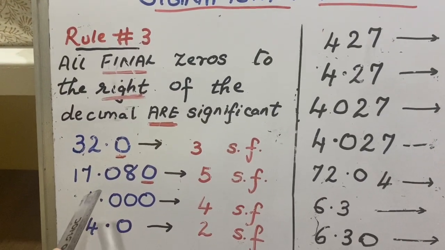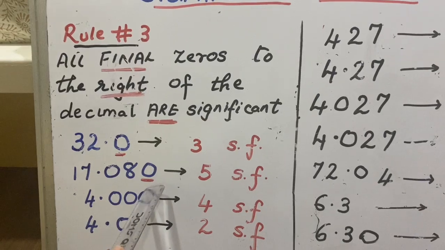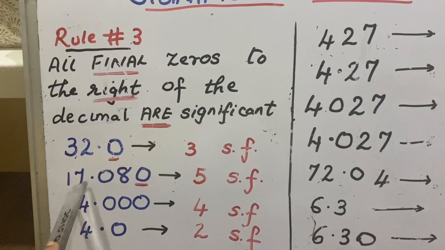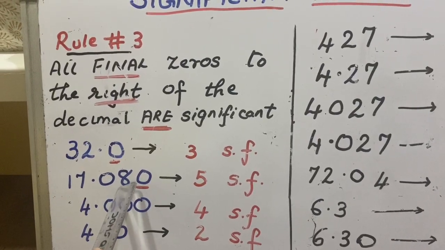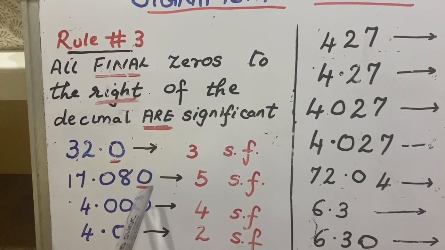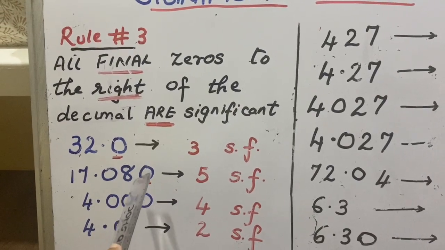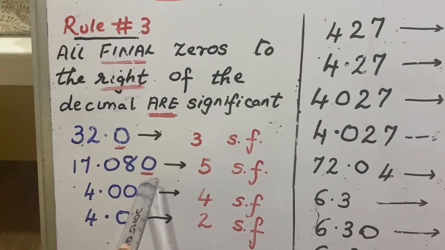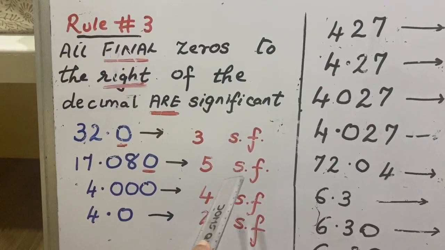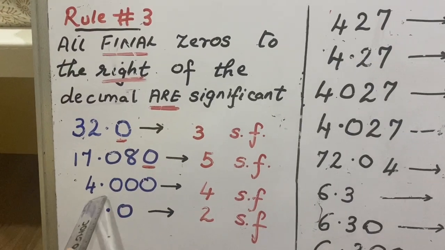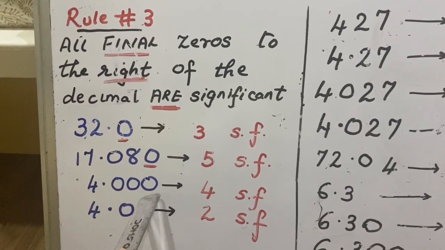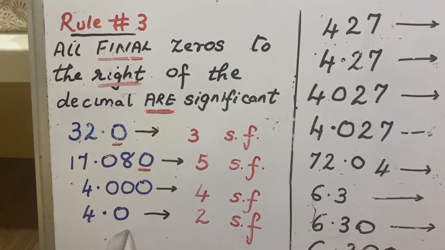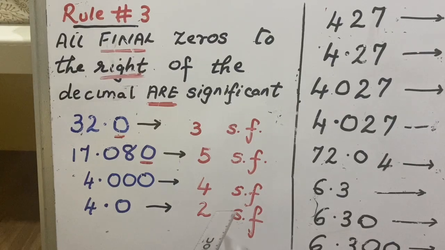Same way, let's check 17.080. This 0 is significant because it is between significant digits, remember? And this 0 is also significant because it is at the right of the decimal. So this will have 5 significant figures. 4.000, 4 significant figures. 4.0, 2 significant figures. Clear?